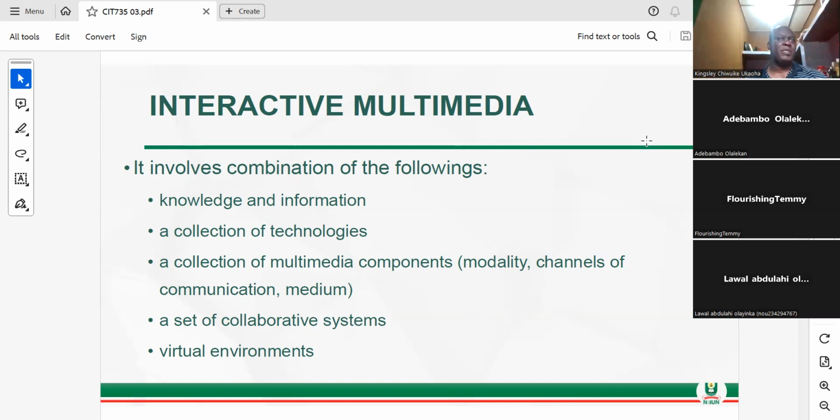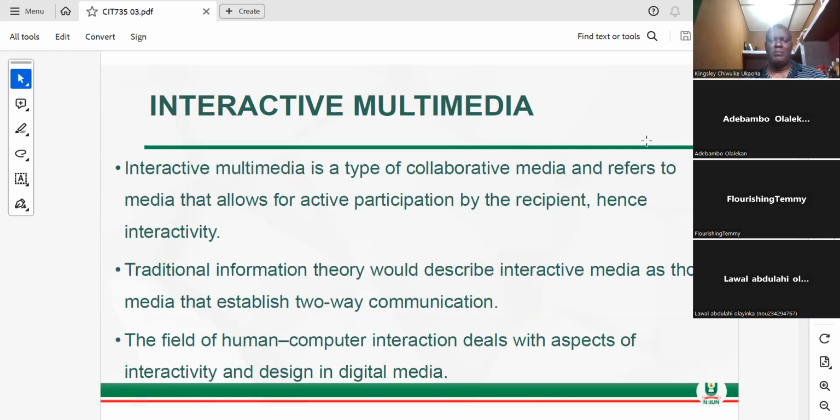And so when one person is beating the other, you can quickly pause the game and say, no, I don't want to endure this torture again, as the case may be. So everything put together is what you refer to as interactive multimedia. Interactive multimedia is a type of collaborative media and refers to media that allows for active participation by the recipient.